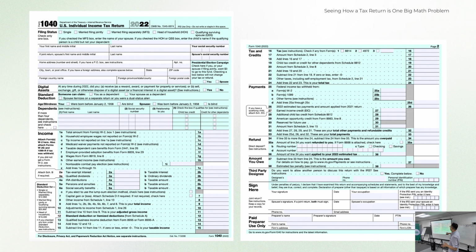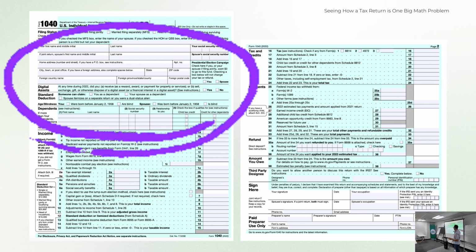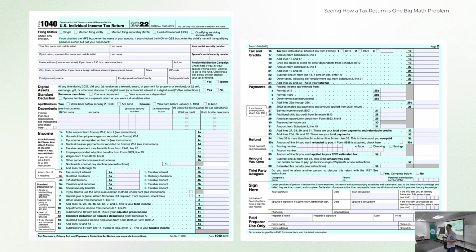So when you look at this, it looks very overwhelming. There's a lot of lines, a lot of numbers, and a lot of instructions. But all we have to do is break it down as simple as possible. So the first part is the easy part. This is just the name, address, kid's name, kid's date of birth. So really basic stuff, right?